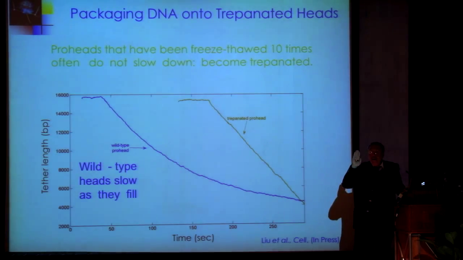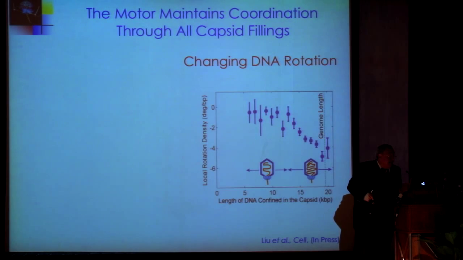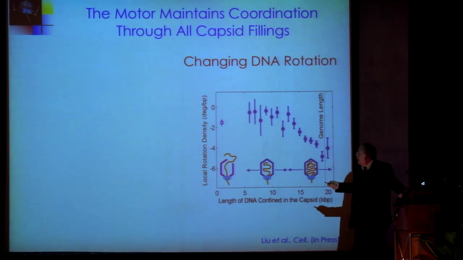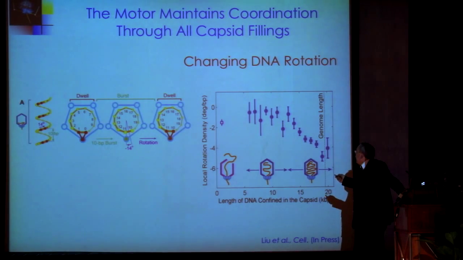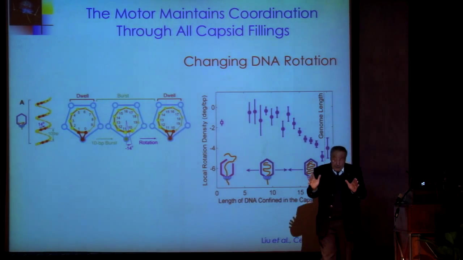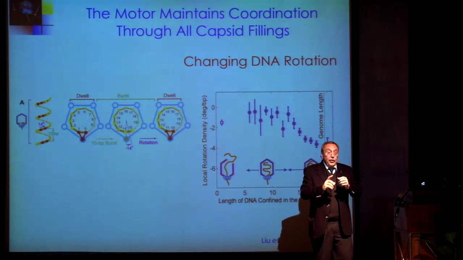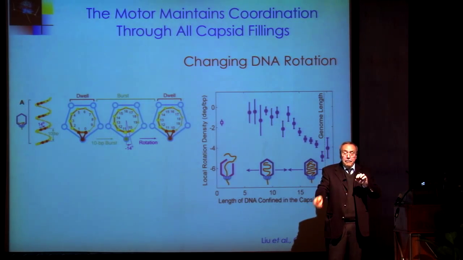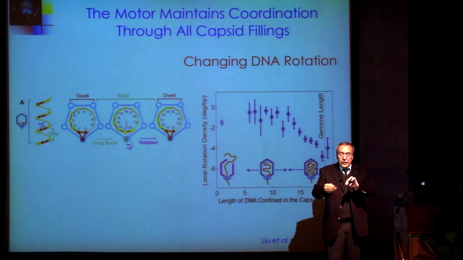So now we ask, does the DNA get rotated with trepanated heads? That's the question. And the answer is yes, it does. It is minus 1.5 degrees per base pair. So you say, what is minus 1.5 degrees per base pair? I told you the motor packages in increments of 10 base pairs.